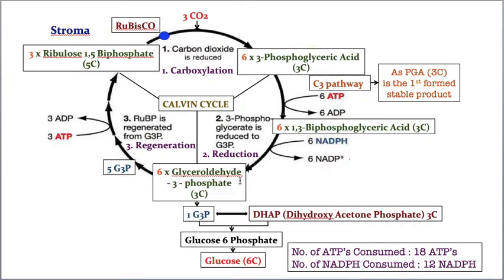Now how many NADPHs are required? एक साइकिल में 6, दूसरा साइकिल में 6. So 6 + 6 कितना होता है? 12. So for one glucose formation, 18 ATPs are required and 12 NADPHs are required. Now we understood ना? Now एक ग्लूकोज मॉलिक्यूल के बनाने के लिए कितनी times the Calvin cycle needs to take place? 6 times.